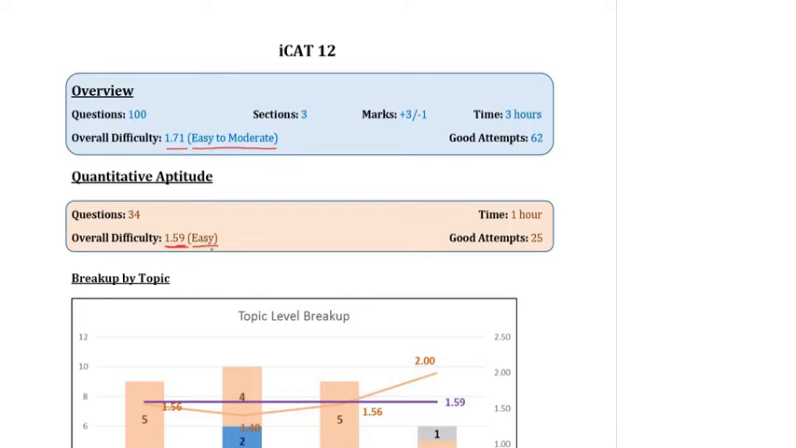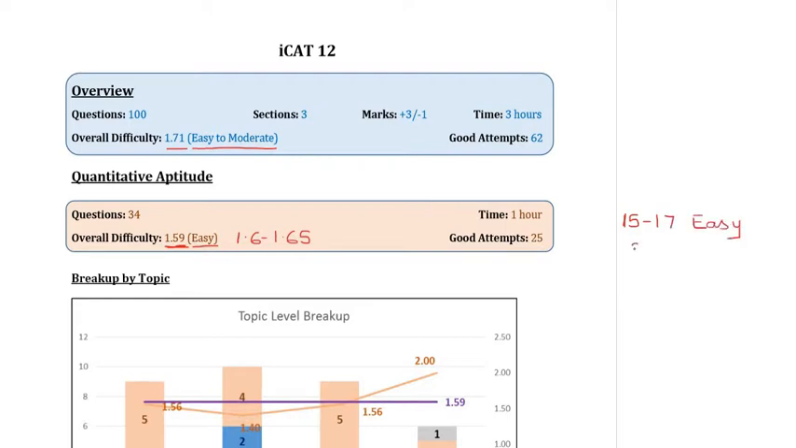Now, why do we say it was easy nevertheless? Because in the actual exam, the difficulty of quant is somewhere between 1.6 to 1.65, which means that on the whole, the questions in quant are on the easier side. What do we mean when we say they are on the easier side? Of these 34 questions, anywhere between 15 to 17 questions can be classified as easy.